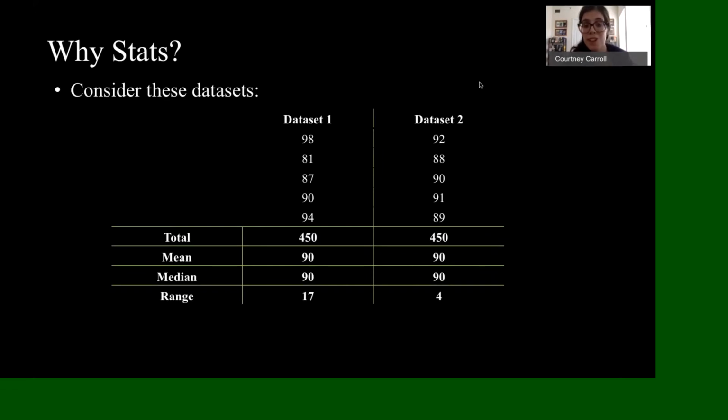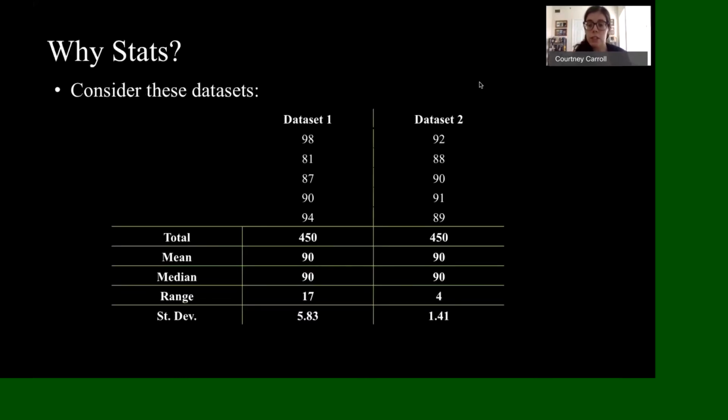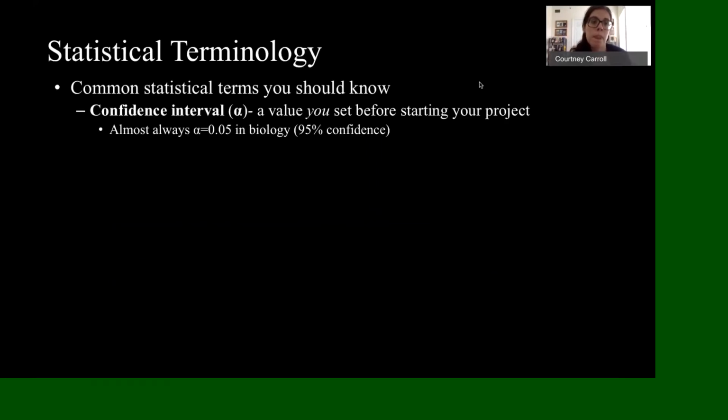But the range is very different. In data set 2, they're more tightly clustered, versus data set 1, they're more widely distributed. Does that matter? All right, the standard deviation, again, showing you the difference in range here. So statistics can help you determine if that difference is significant. These two samples are significantly different from each other.